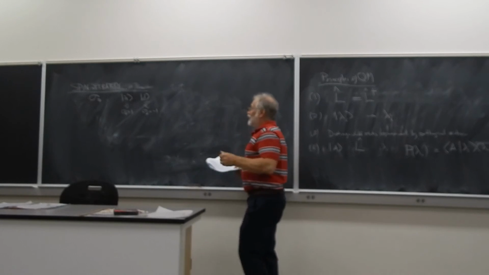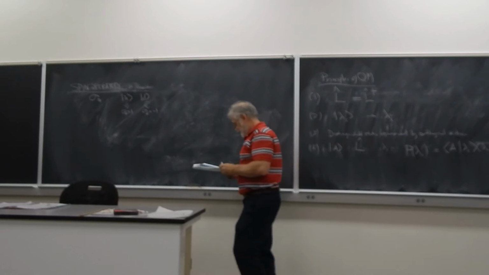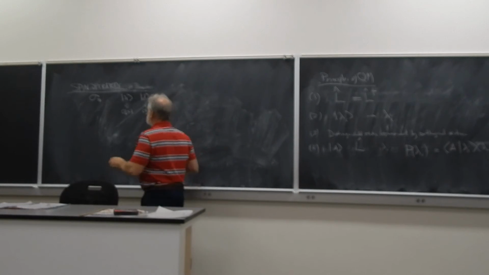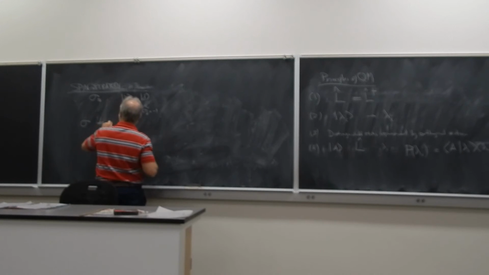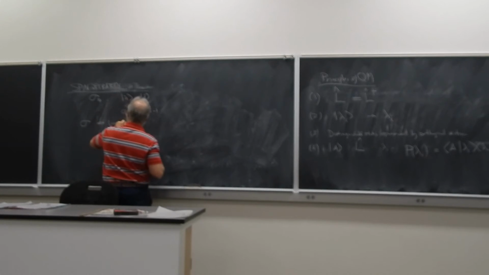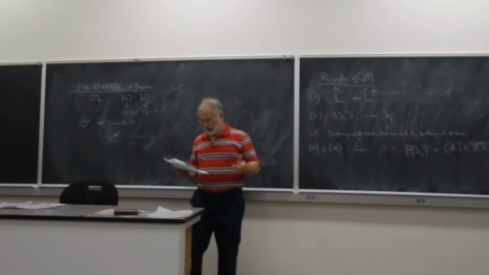So let's go back to our principles of quantum mechanics and apply it to spin. Each component of sigma is represented by a linear operator. Whether it's sigma z, sigma x, sigma y, all of them are linear operators.